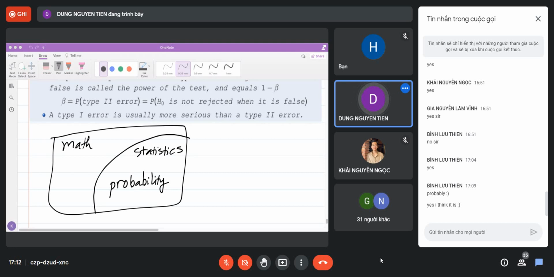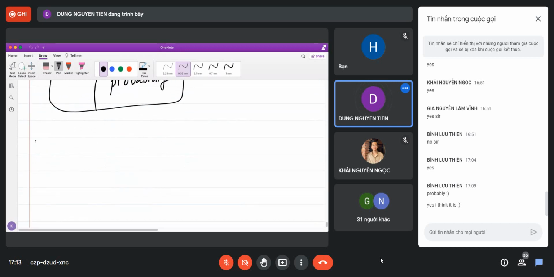Well, in fact, statistics is not a part of math. Why is that? The conclusion you can get in math is always true. That's the point. Now, if you get (a plus b) squared, what do you get? You get a squared plus 2ab plus b squared. This is always true.